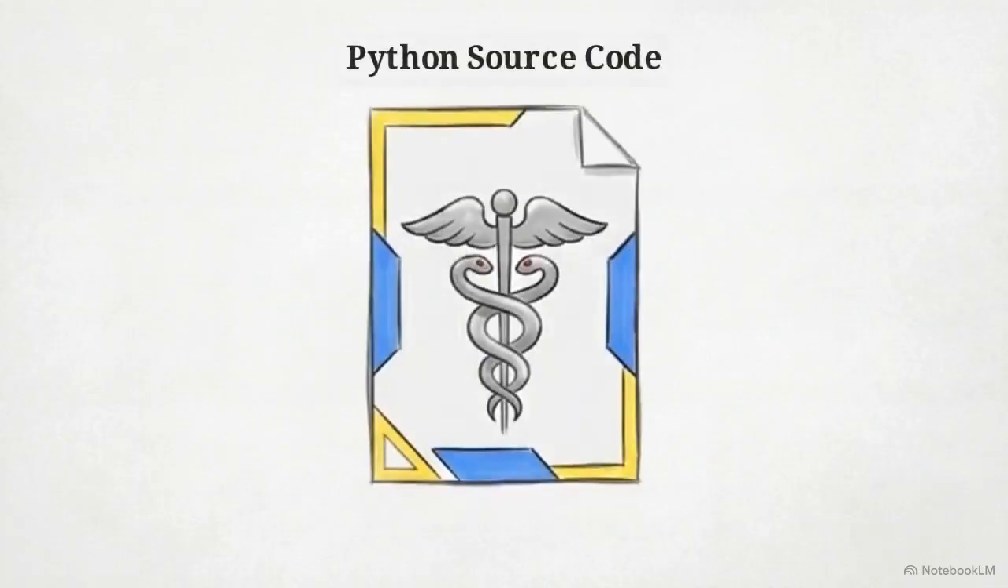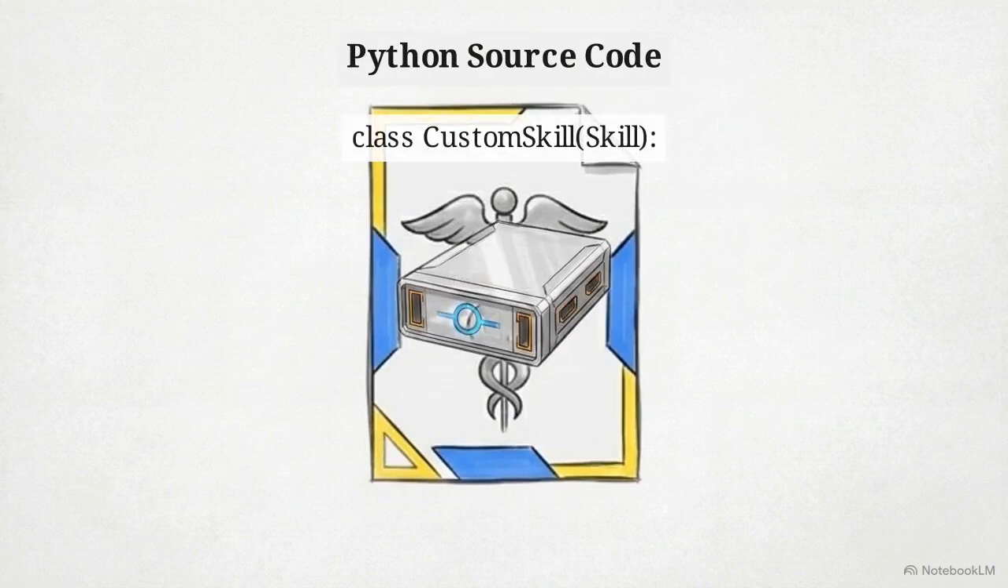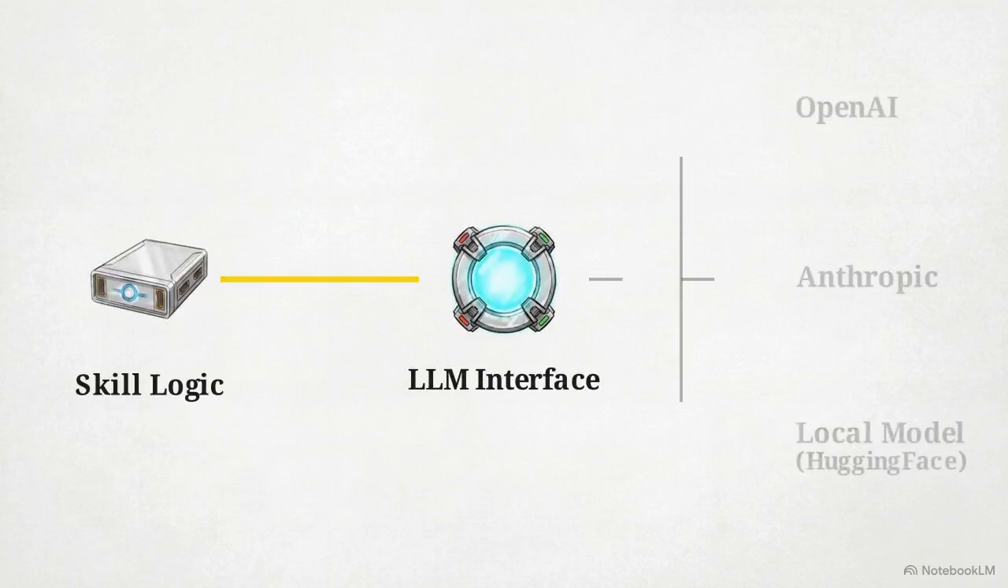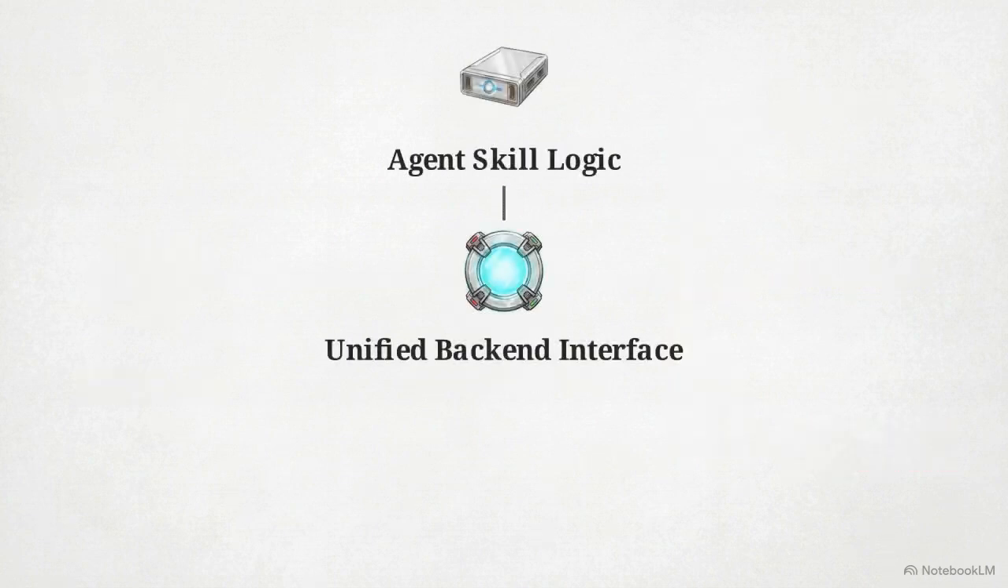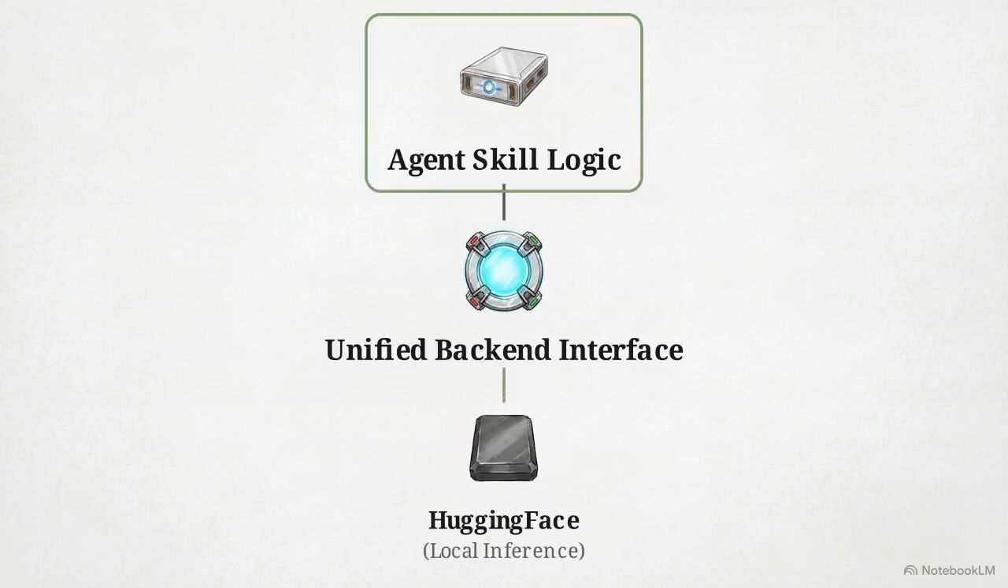In practice, building an agent begins in Python. A developer defines a custom skill by inheriting from the core framework and mapping out what data the skill expects to receive and return. If the skill requires generation, the developer does not code specifically for OpenAI or Anthropic. They use a unified LLM backend interface, which abstracts the API provider completely out of the agent logic. This removes provider lock-in. Developers can hot swap between a cloud-based OpenAI model and a local Hugging Face model without changing a single line of skill logic.